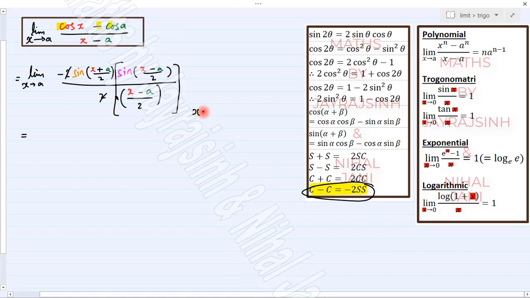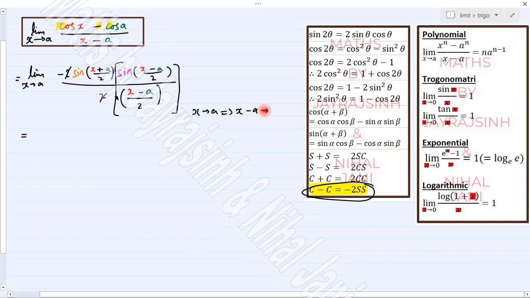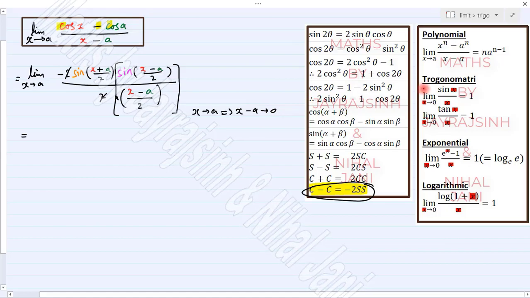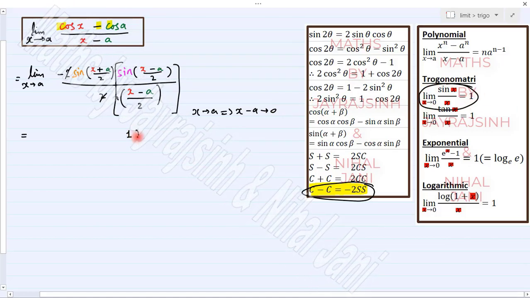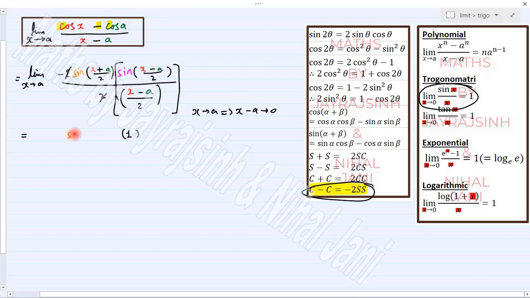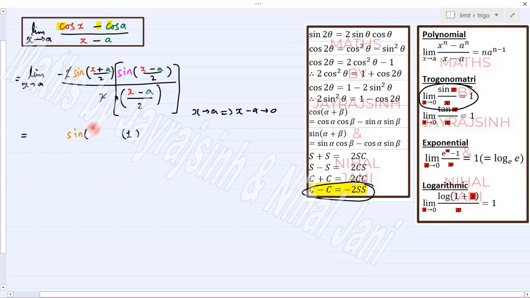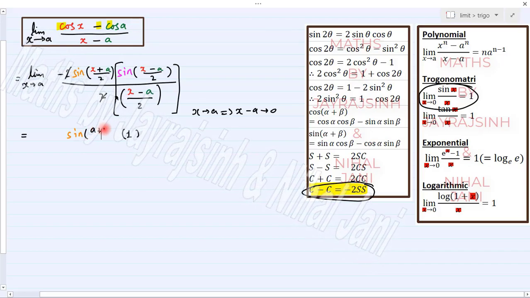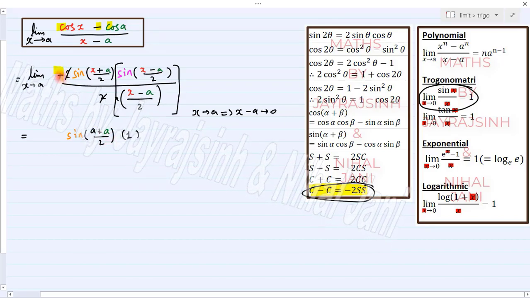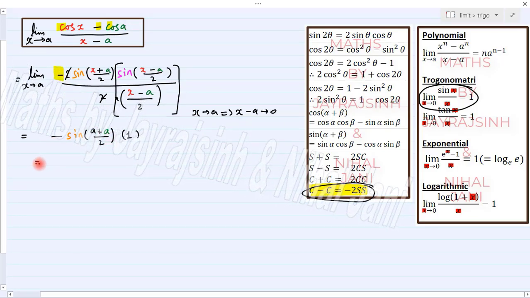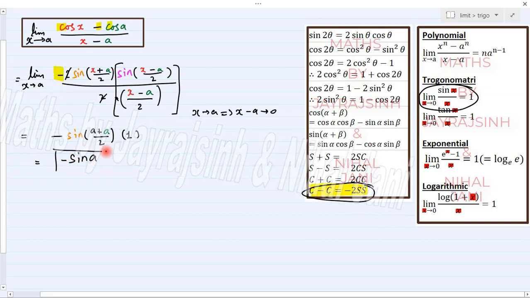So here this 2 will cancel out and we will get the sin theta upon theta form. And if x tends to a, then x minus a must tend to 0. So we can apply the standard form of sin x by x, which will become 1. And in the other sine, we just have to replace our x by a, so it will be (a plus a) by 2. And don't forget this negative sign. So the final answer will be minus sin a. Ta-da!